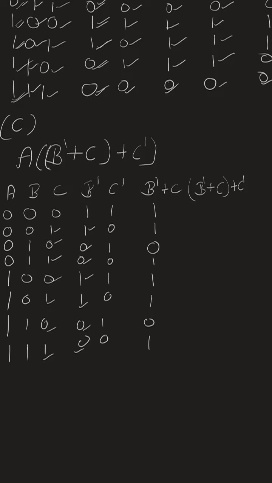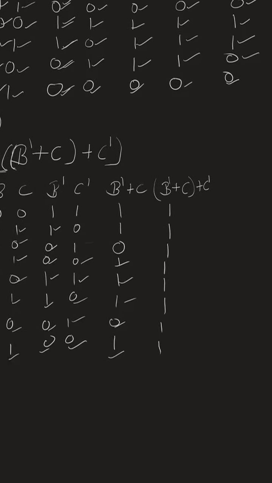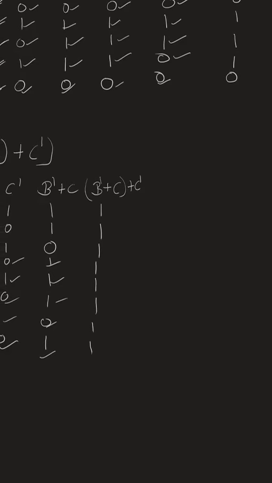1 plus 1 is 1, 0 plus 1 is 1, 1 plus 0 is 1, 0 plus 1 is 1, 1 plus 1 is 1, 0 plus 1 is 1, 1 plus 0 is 1, and 0 plus 1 is 1 again. Now this A, you can multiply with A. So you can write down here A, bracket start, again bracket, B complement plus C, bracket close, plus C complement, then bracket close.